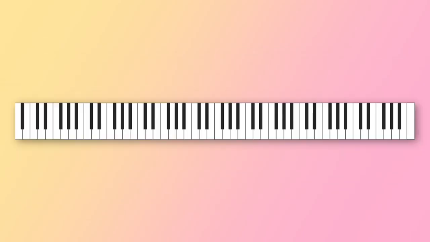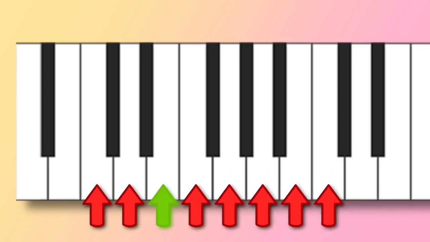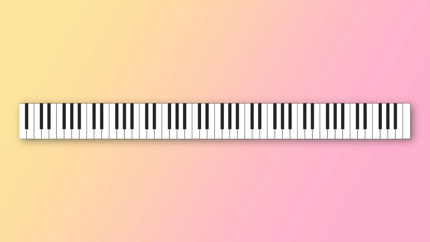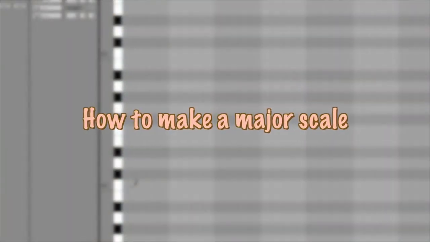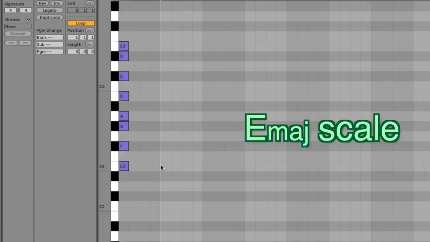This is popular because a C major scale uses only the white keys on the piano. You will recognize this as your do, re, mi's. However, a major scale can be placed on any root note. A nifty trick to quickly write any major scale is to draw in notes on all the white keys starting from C and ending at C. Then drag that to your desired root note. For example, this is a C major scale, and now this is an E major scale.